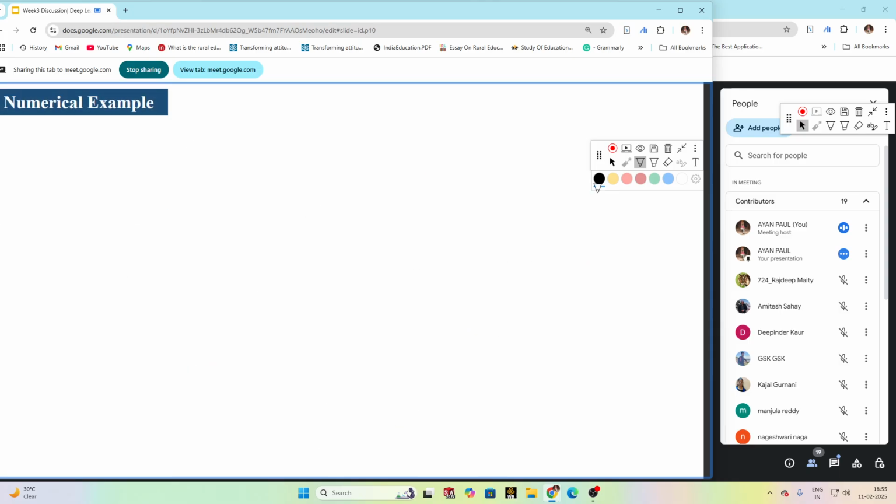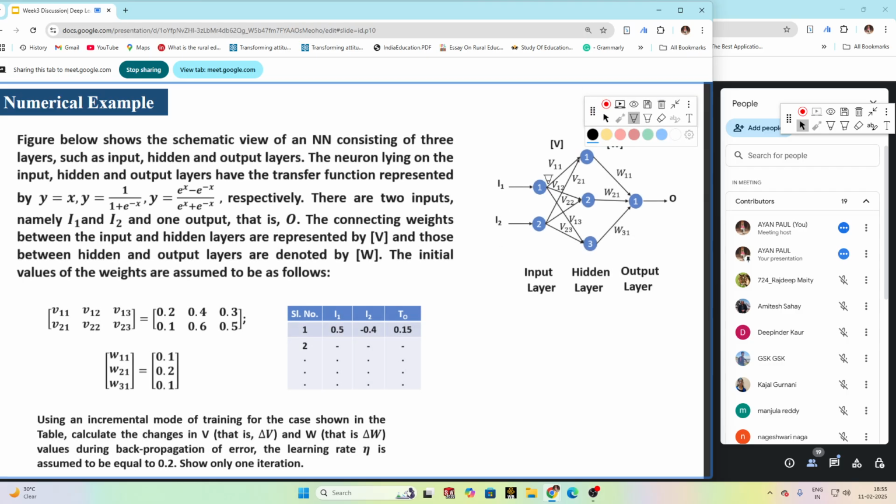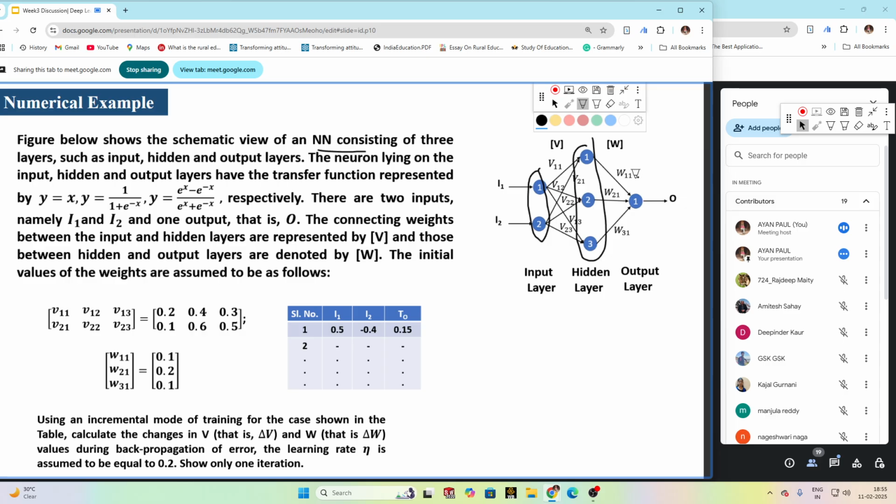Now we will have a numerical example. This is a neural network. The figure below shows the schematic view of a neural network consisting of 3 layers. This layer is the input layer, the middle layer is the hidden layer, and this last layer is the output layer. The neurons in the input, hidden, and output layers have a transfer function represented by y equals x. For the input layer we don't require any activation function, but it has been given here as y equals x, meaning whatever the input is, that will only be activated. It is not actually required, but here it has been given, so just follow it.